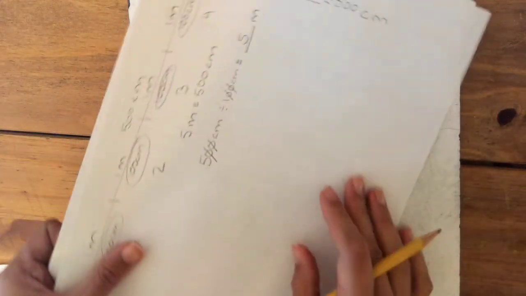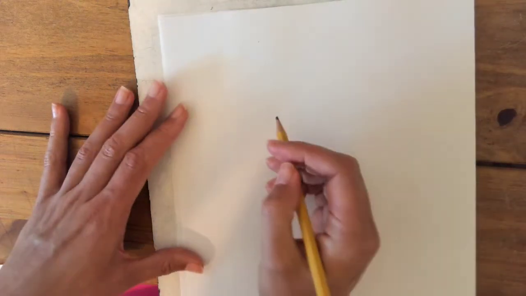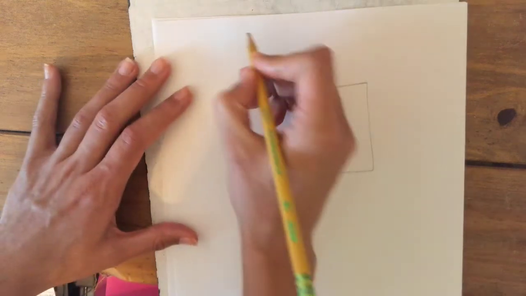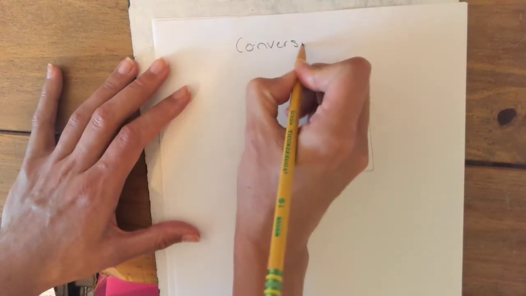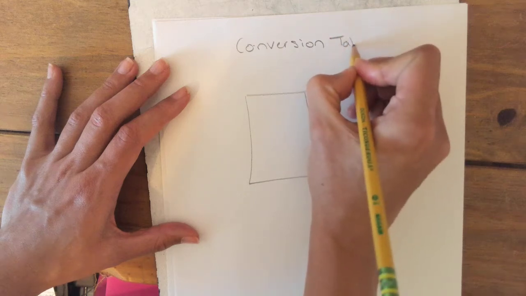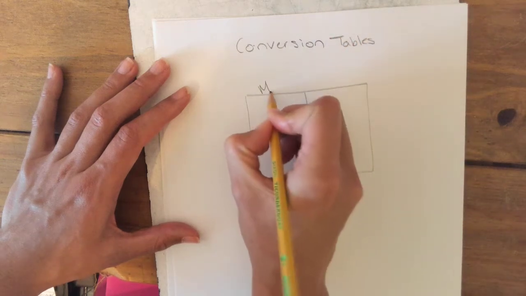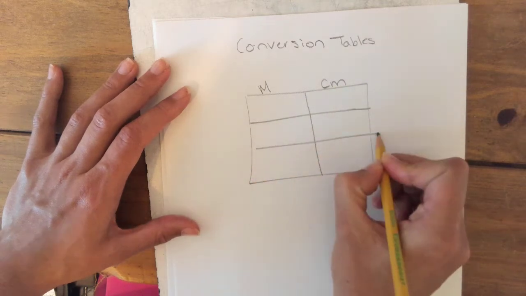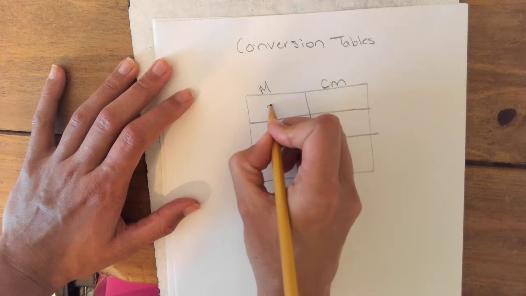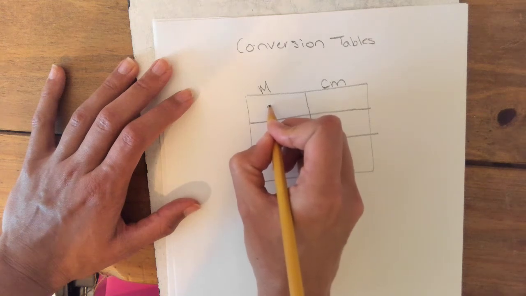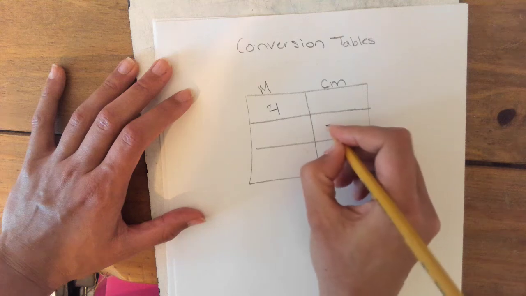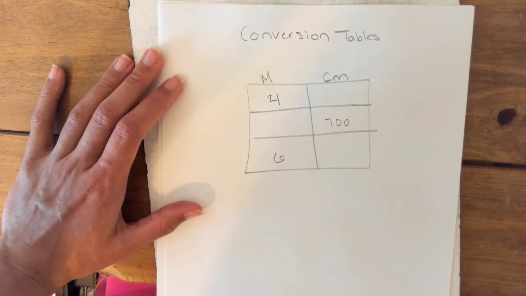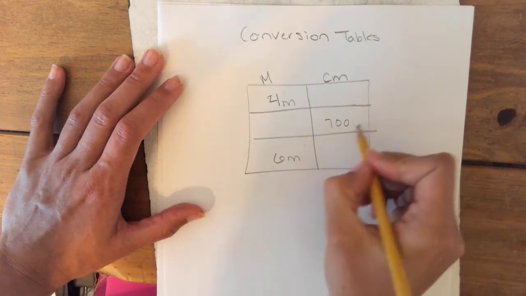So let's check out the work that we're going to be doing today. You're going to be doing conversion tables. So one side is going to be meters and one side is going to be centimeters. We'll do 2 examples here. We already did 3, didn't we? Let's do 4 meters, let's do 700 centimeters, and let's do 6 meters. So we're going to have to fill in the blanks here.